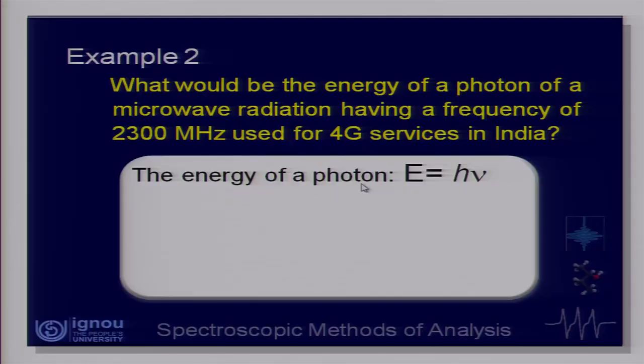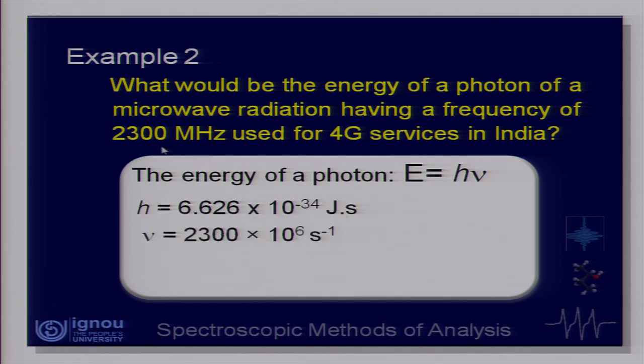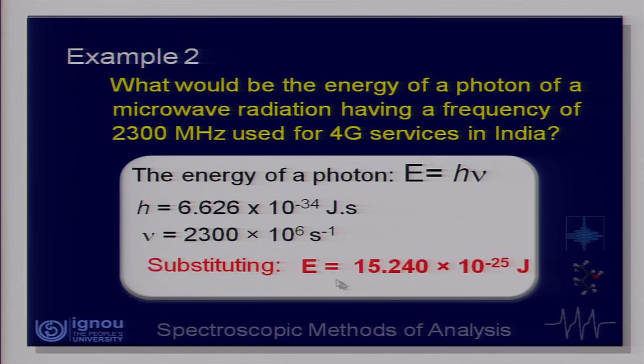We know that the energy of a photon is given by E = hν, and h is Planck's constant having the following value. Frequency is given to us as 2300 megahertz; 1 mega stands for 10^6 and hertz is per second. We substitute the values and we get E equal to 15.24 × 10^-25 joules. So, that is a very tiny amount of energy for a given photon of the radiation we are referring to here.